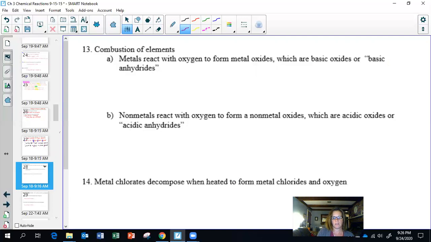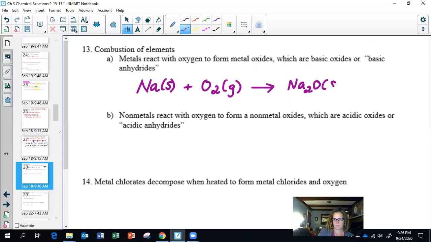Okay, so metals reacting with oxygen to form metal oxides. So we'll do the example in which sodium oxide is formed from its elements. So pause and write that equation, sodium oxide. Go ahead and check your balancing, check your phases. Remember, all ionic compounds in the absence of water are solids.